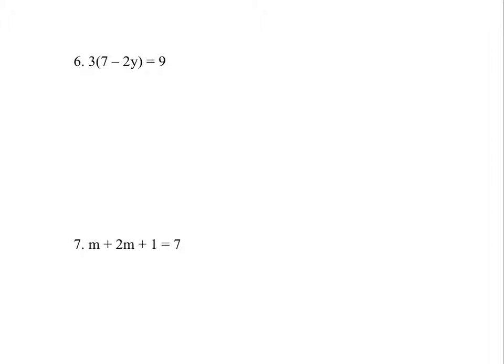So here in problem 6, we're going to distribute through the parentheses, obviously making sure to change to plus the opposite first. So 21 plus negative 6y, so plus negative 6y equals 9. I'm going to add negative 21 to each side.